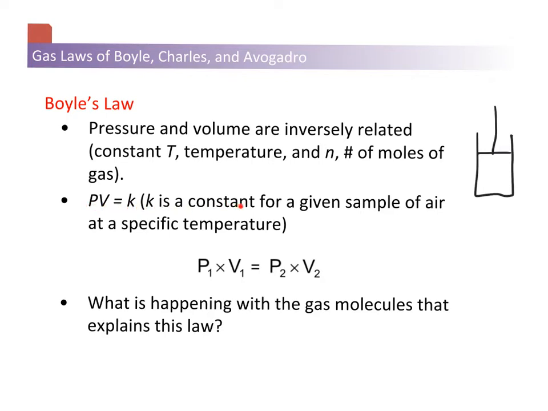And if you change the pressure, the volume changes proportionally. If you set those two equal to each other, P1 times V1 equals P2 times V2. Now what's happening with the gas molecules in this law, and we explained it with the variable volume container here, is that the gas molecules are being compressed, and so their pressure increases because they're colliding with each other and the walls, essentially exerting more force on a smaller area.